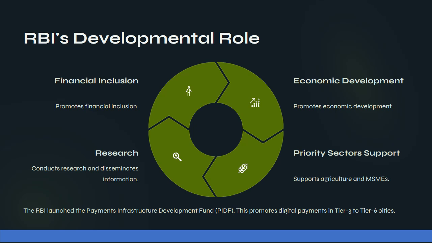Then research oriented information. These are the four important things we have to understand that come under the RBI's development role. It gives financial assistance, looks after economic development, promotes development of certain sectors, particularly agriculture, and encourages research and development. So these are the things we can come across, mainly the role of the RBI, which is very important in maintaining and monitoring the banking system in India.